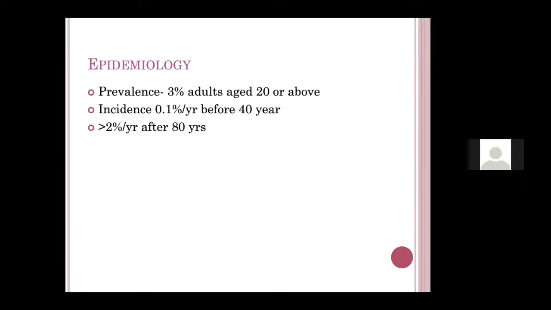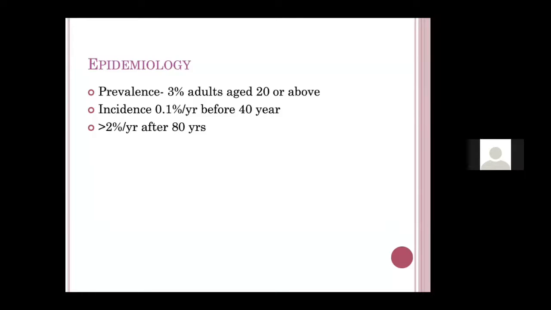Now, why is knowing about atrial fibrillation important? Because the prevalence is very high. It's 3% in adults 20 years and above. So that is a big number. Out of 100, 3 may have it, whereas the incidence is 0.1% per year before 40 years, which is again a big number. And it's more than 2% per year above 80 years. So the incidence increases as the age increases.